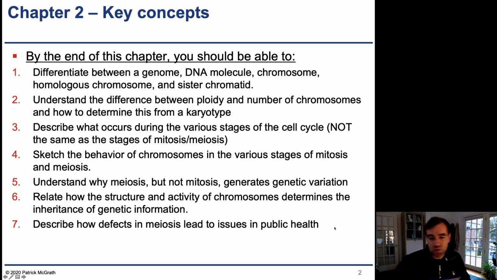Understand why meiosis but not mitosis generates genetic variation. So the daughter cells of meiosis have different complements of DNA than the daughter cells of mitosis. So why is that? Relate how the structure and activity of chromosomes determines the inheritance of genetic information, and then finally describe how defects in meiosis lead to issues in public health. So if things go wrong in meiosis, what are some diseases, syndromes, etc., that occur because of this?